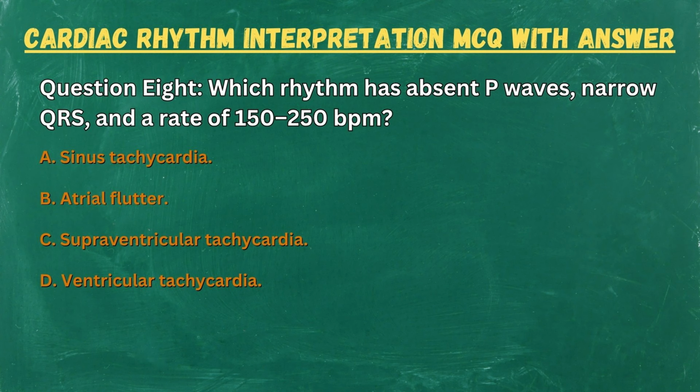Question 8. Which rhythm has absent P waves, narrow QRS, and a rate of 150 to 250 BPM? A. Sinus tachycardia. B. Atrial flutter. C. Supraventricular tachycardia. D. Ventricular tachycardia. Answer: C. Supraventricular tachycardia.